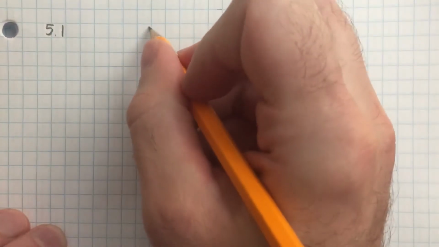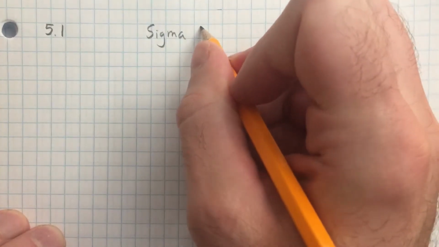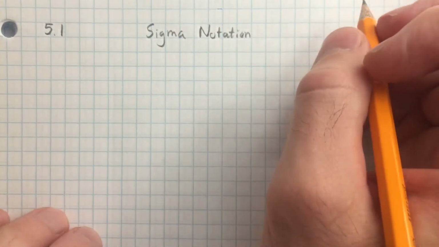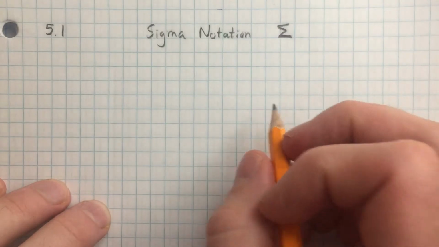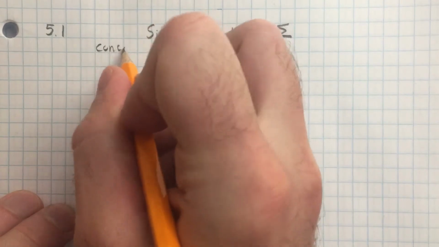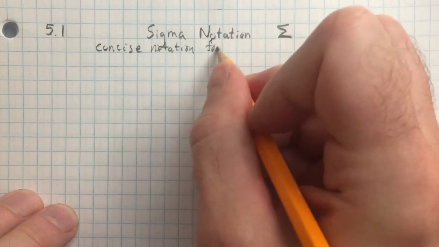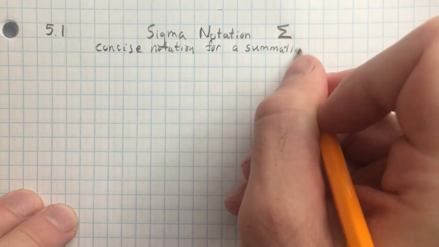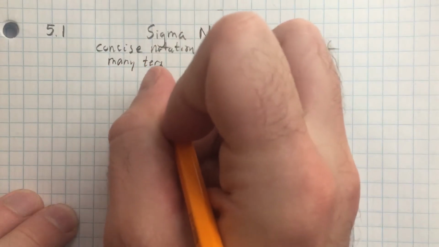I'd like to now talk about sigma notation, which was part of the notation used when I was referring to the Riemann sums in the previous examples. So sigma notation helps to write more concisely a summation of many terms. Okay, so that's what it is. It's a concise notation for a summation of many terms.